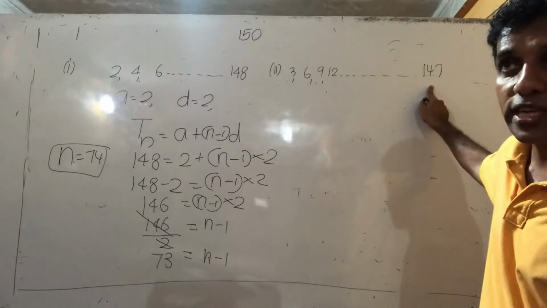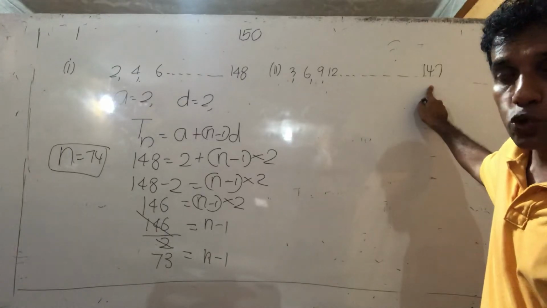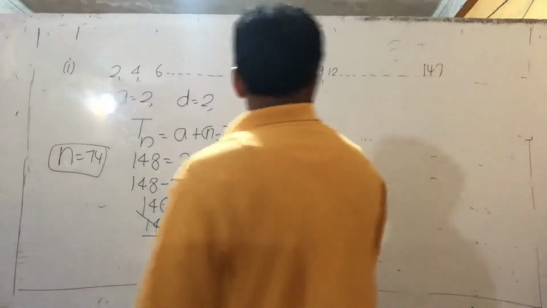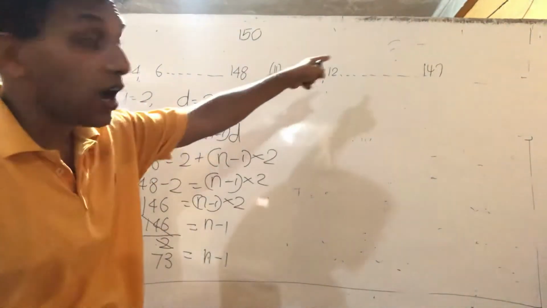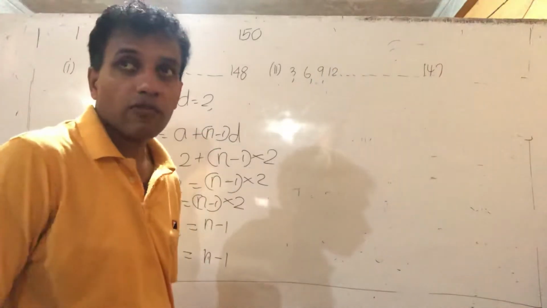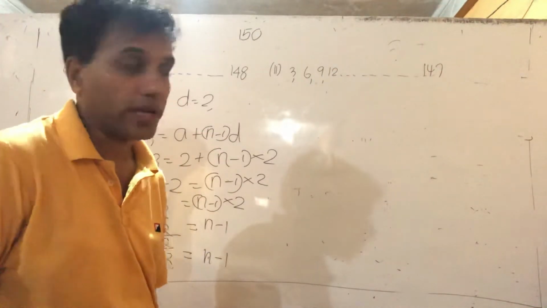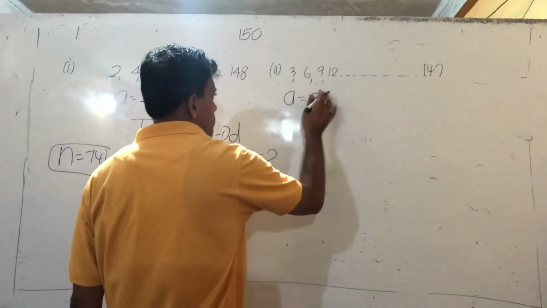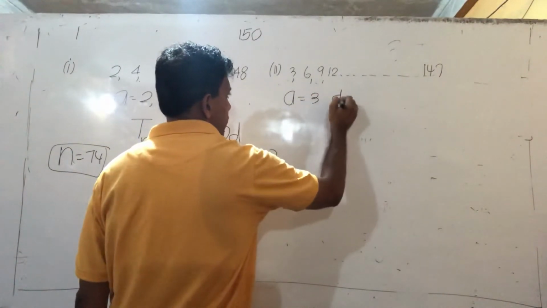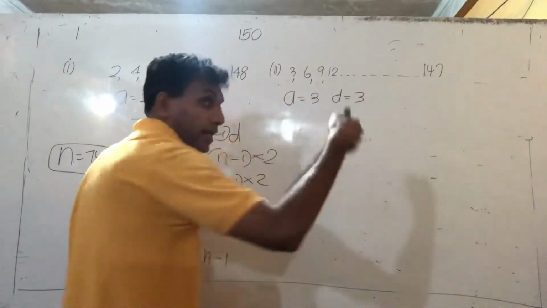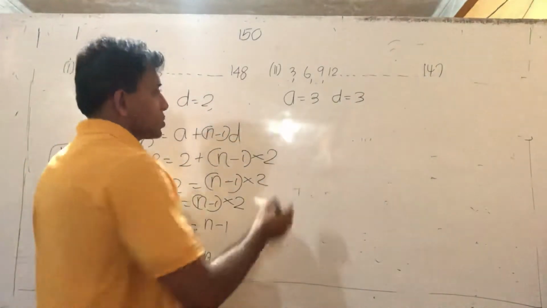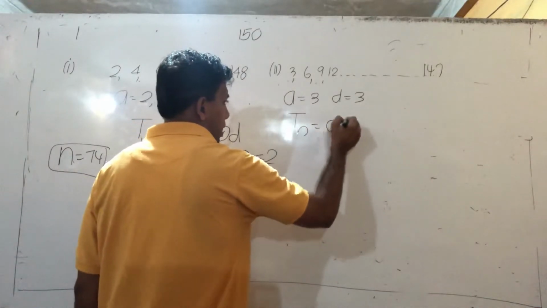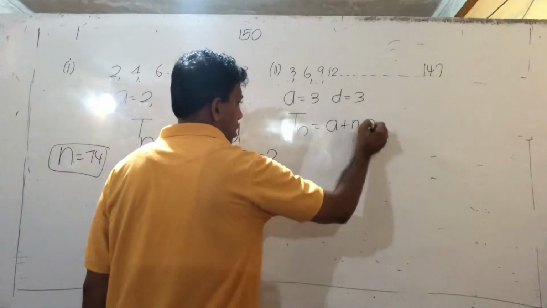14, how many 3s? 4 times, 2 balance. 27, 3, 9 times. Yes. So see, same method. Which number? Where is 147? And calculate. So here the first term is 3. What is the common difference? 3. This series increases by 3, right? So use the Tn formula: a plus n minus 1 into d.